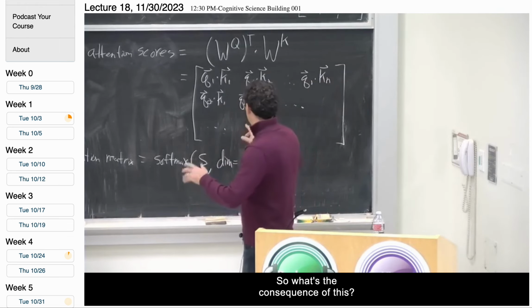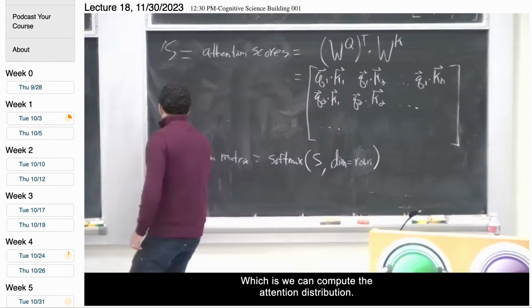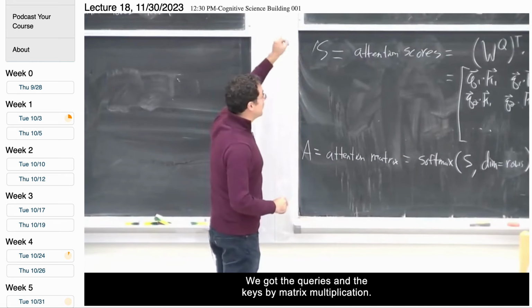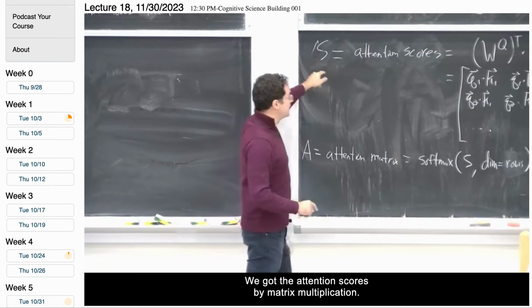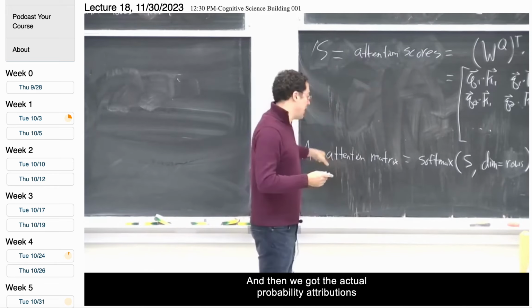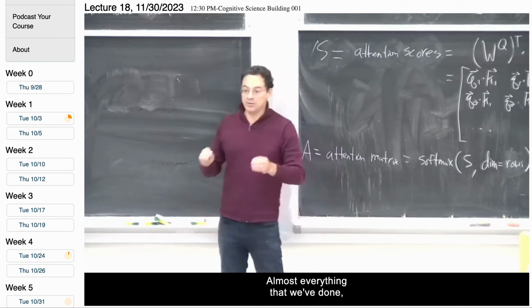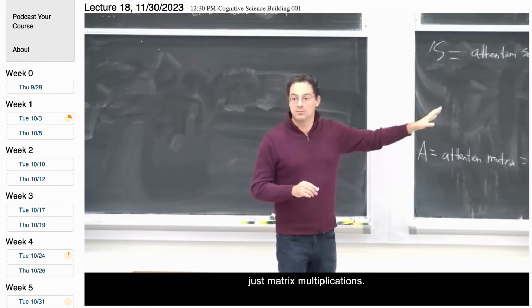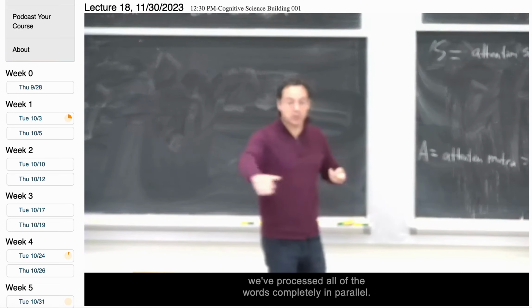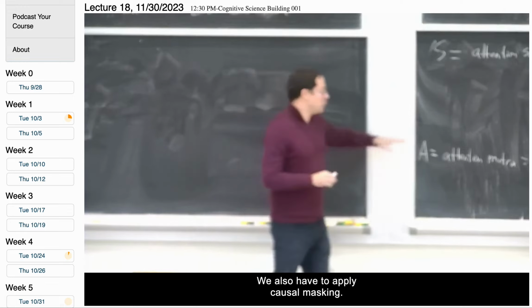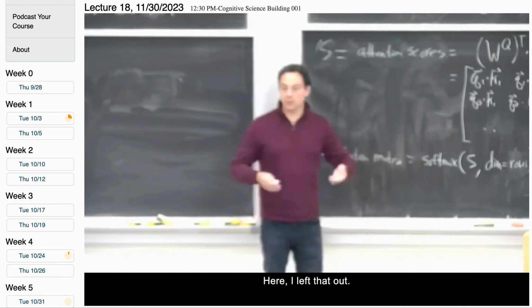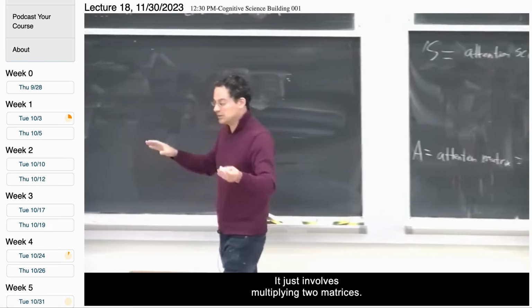So what's the consequence of this? We can compute the full attention distribution. We got the queries and the keys by matrix multiplication. We got the attention scores by matrix multiplication, and then we got the actual probability distributions by taking the softmax. So almost all the computations are just matrix multiplications. Matrix multiplications are fast, and we process all the words completely in parallel. We also have to apply causal masking here. I've left that out. That's also a very simple operation. It just involves multiplying two matrices, actually.